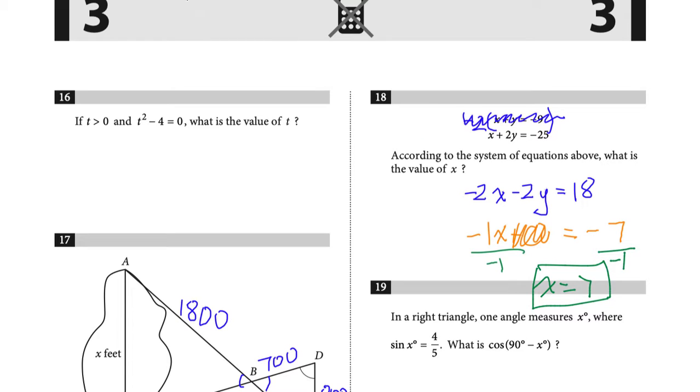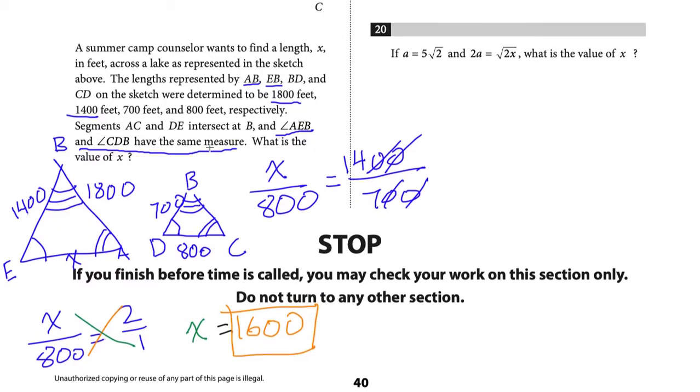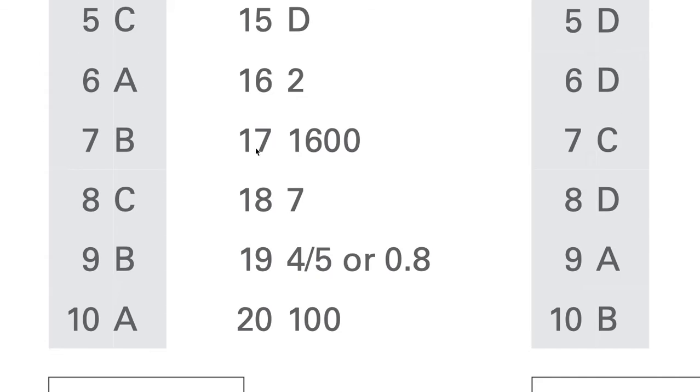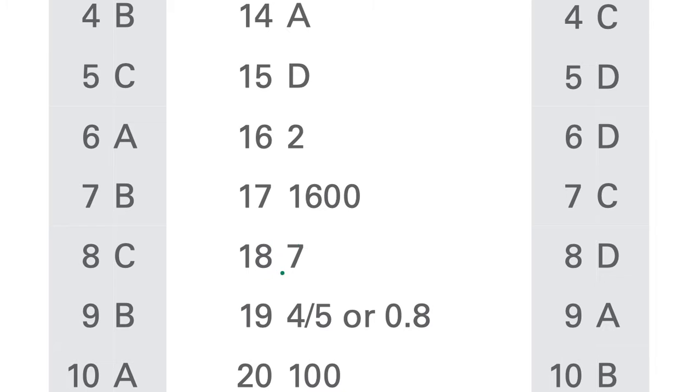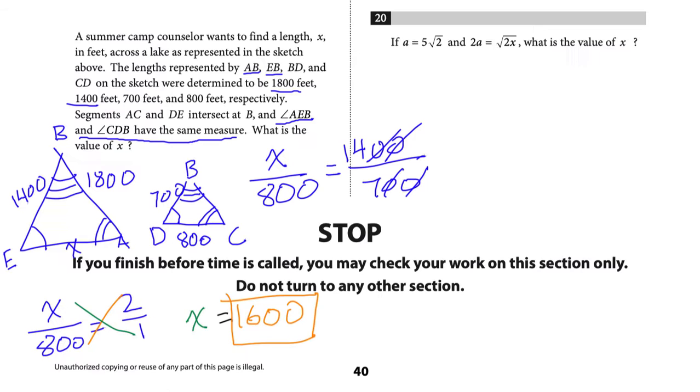I guess we should be checking our work here too. For number 17, we got 1600. And for number 18, we got 7. Cool. We're doing good so far.